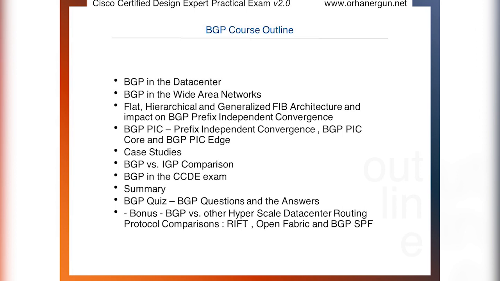So for BGP PIC, prefix independent convergence, before that, we need to understand flat versus hierarchical versus generalized FIB architectures, three different FIB hardware architectures on today's routers. By designing different FIB architectures, how we can have BGP prefix independent convergence, and how hierarchical FIB architecture can help for the BGP PIC core concept. Because with BGP PIC, we will see two different models, two different protections, let's say, PIC core and PIC edge. So hierarchical FIB architecture will help for PIC core, and the generalized FIB architecture will help both for PIC core and PIC edge. We will discuss.